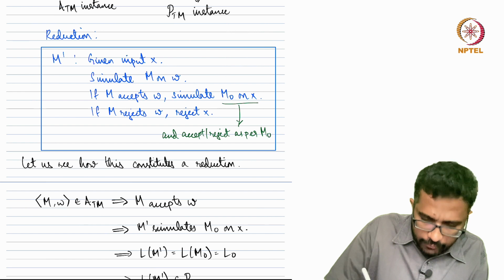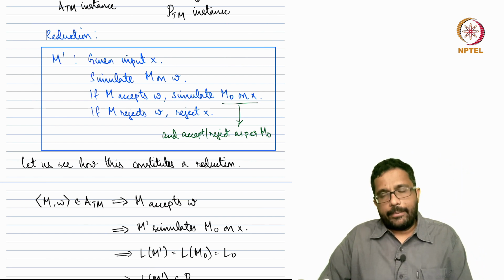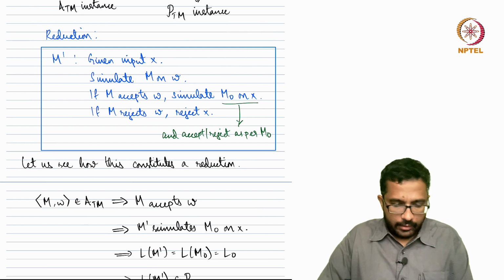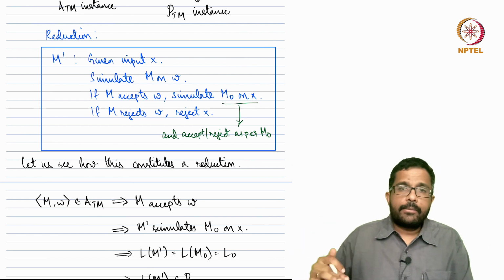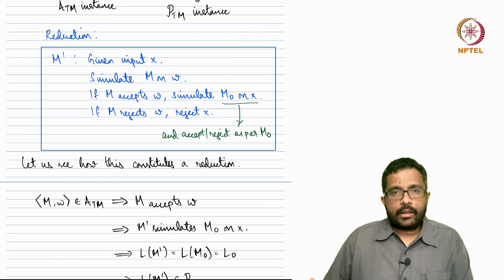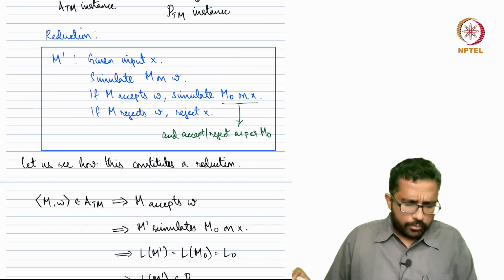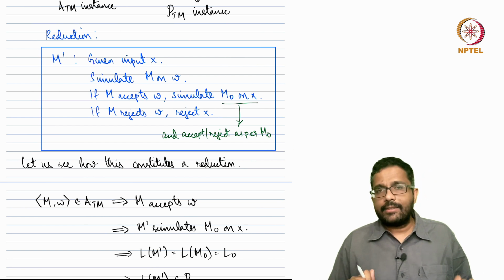If M0 accepts X, M prime accepts X. If M0 rejects X, M prime rejects X. Now, that's if M accepts W. If M rejects W, then M prime rejects X. So let's see why this is a reduction. Now it is just a bunch of rules, but let's see why this is a valid reduction.